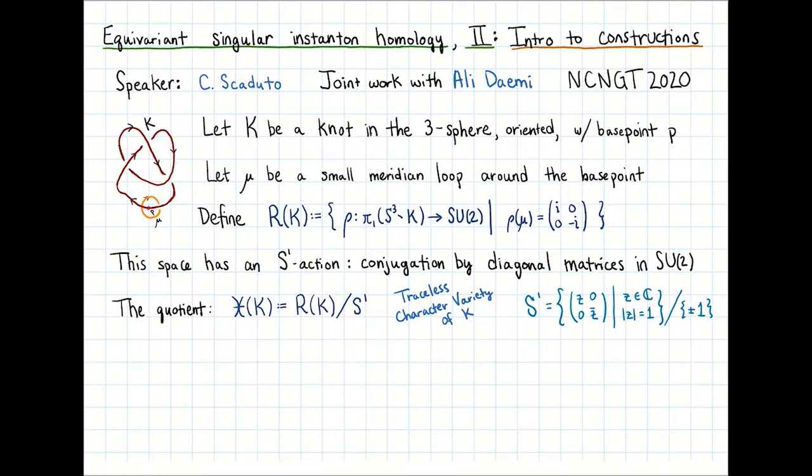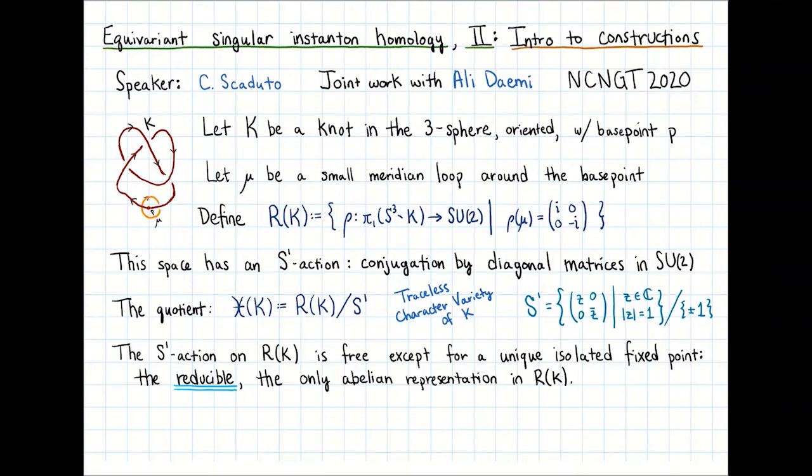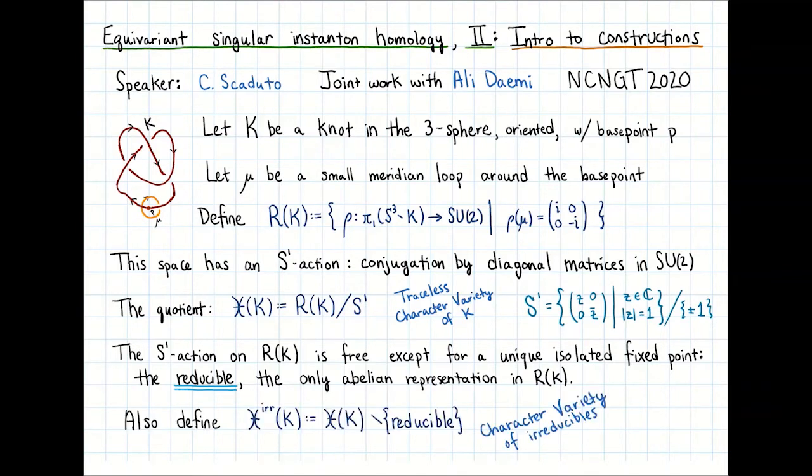These spaces are real algebraic varieties, but in general they're not smooth. They might be highly singular. On the other hand, the circle action on R of K is quite nice. It's free everywhere except for a unique isolated fixed point. We call this reducible because it corresponds to the reducible representation, and it's distinguished as being the only abelian representation in R of K. On occasion, we might want to throw out this reducible and only consider the character variety of irreducibles.